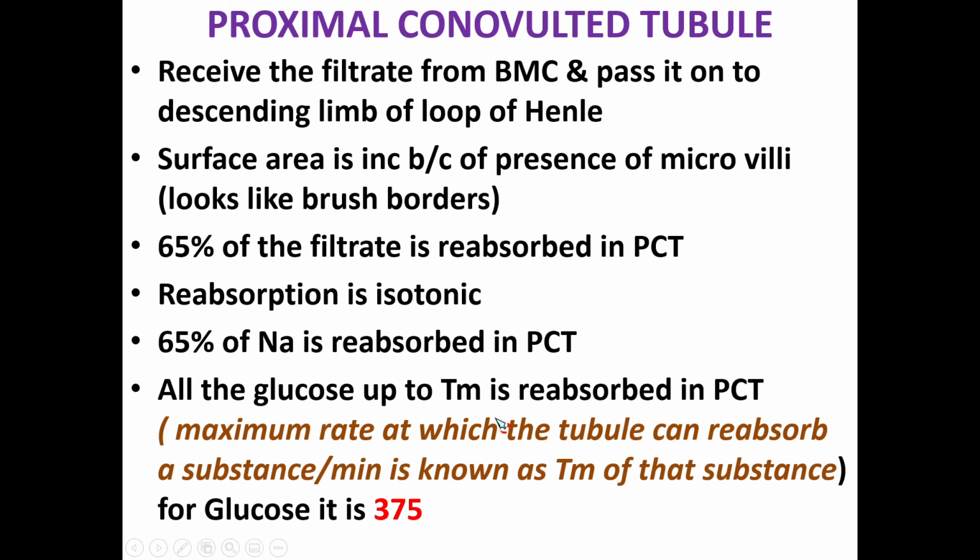So the maximum rate at which the tubule can reabsorb a substance per minute is known as the transport maximum. The maximum amount of the substance that can be reabsorbed per minute is the transport maximum of that substance. This depends upon a few things, and one of the very important things is the carrier proteins. For glucose, this is 375 milligram per deciliter. If your blood glucose level is 375 milligram per deciliter, all of this can be reabsorbed.